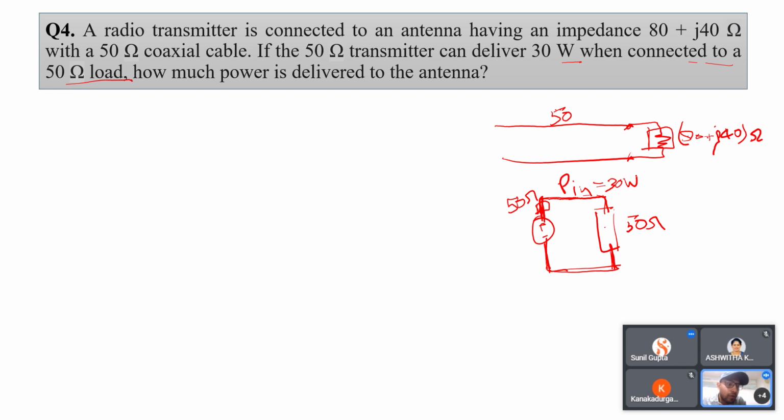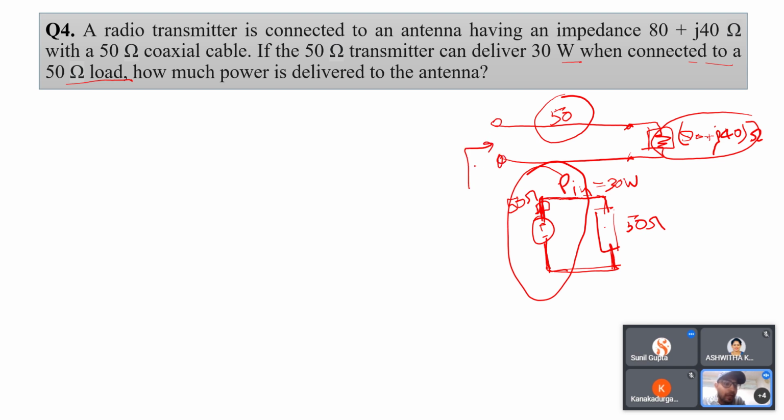Okay, so the question is asking: when you connect this load to a transmission line, and you are using the same source at the input of this transmission line, then how much power is delivered to the antenna, which is the load here? Okay, so any idea how to proceed?